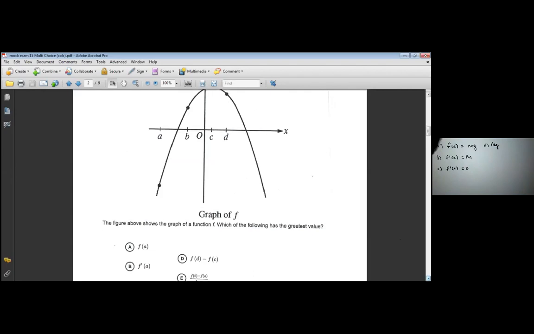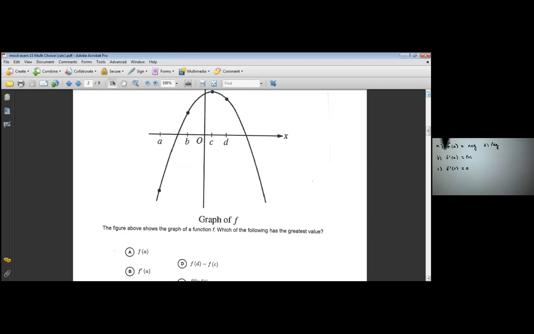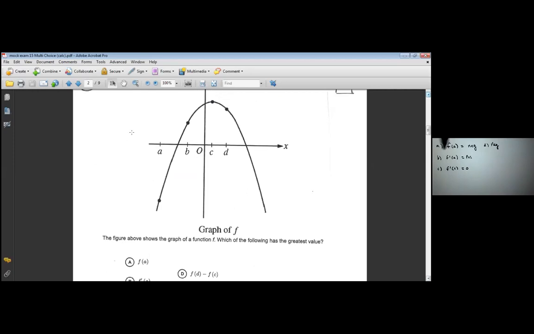And what's in that last choice? That sounds like the slope formula. F of B minus F of A over B minus A. That's the slope from here to here, so the average rate of change. So that's going to be some sort of slope there. What can we tell about that slope in comparison? So that's going to be a positive slope.